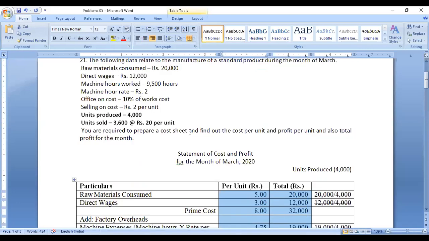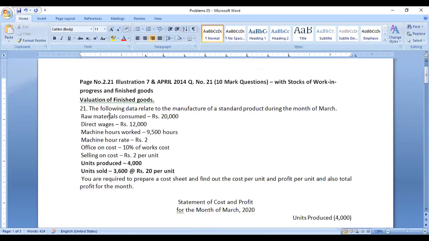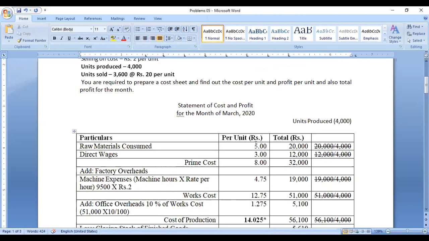You are required to prepare the cost sheet, cost per unit, profit per unit, and total profit for the month. For this month, 4,000 units are produced. Raw materials and direct wages are given in the question, so put both amounts here. So 32,000 divided by 4,000, that amount is 8 rupees. First and foremost, the prime cost is calculated.